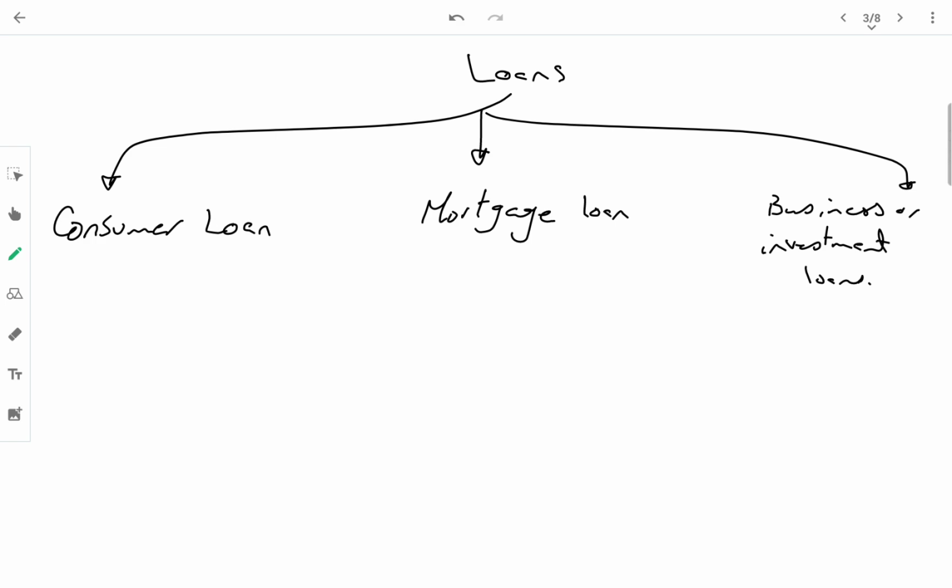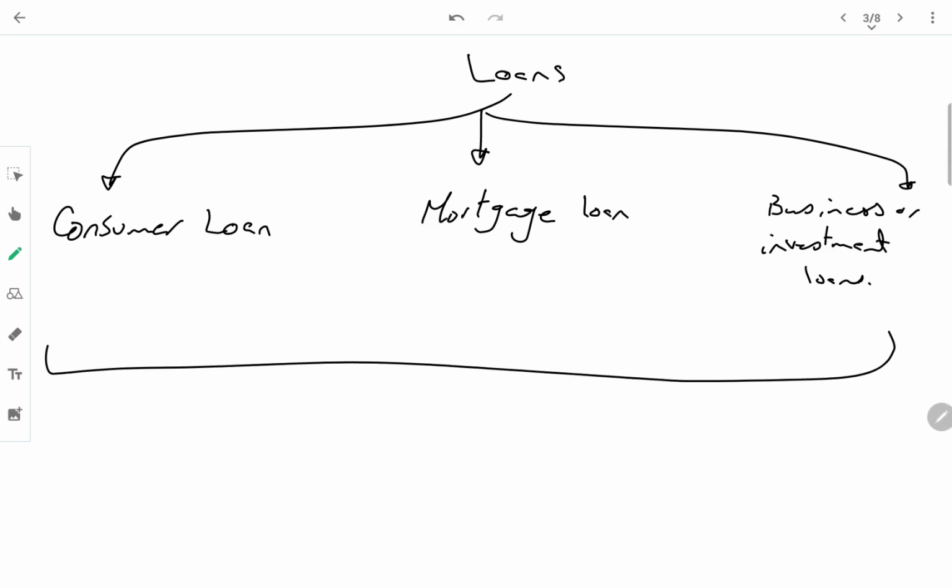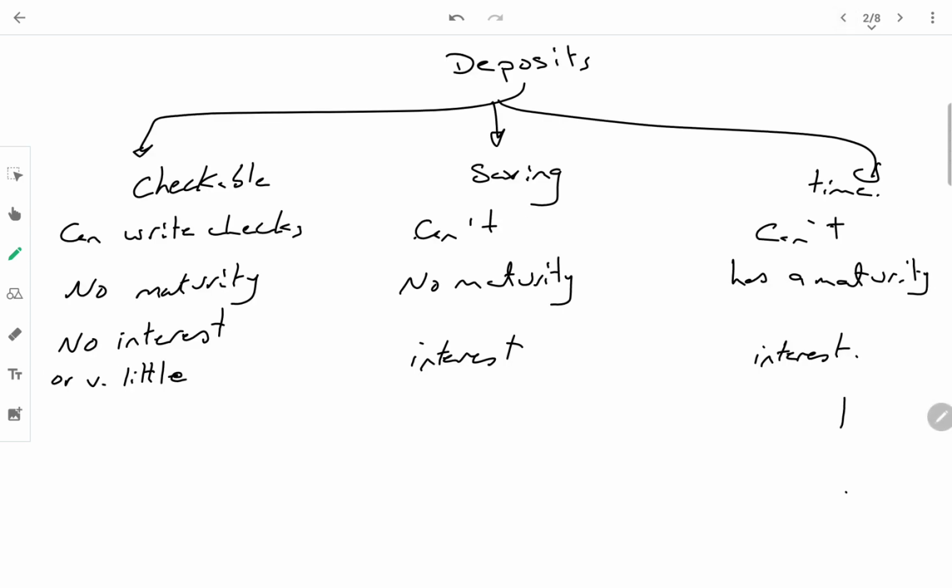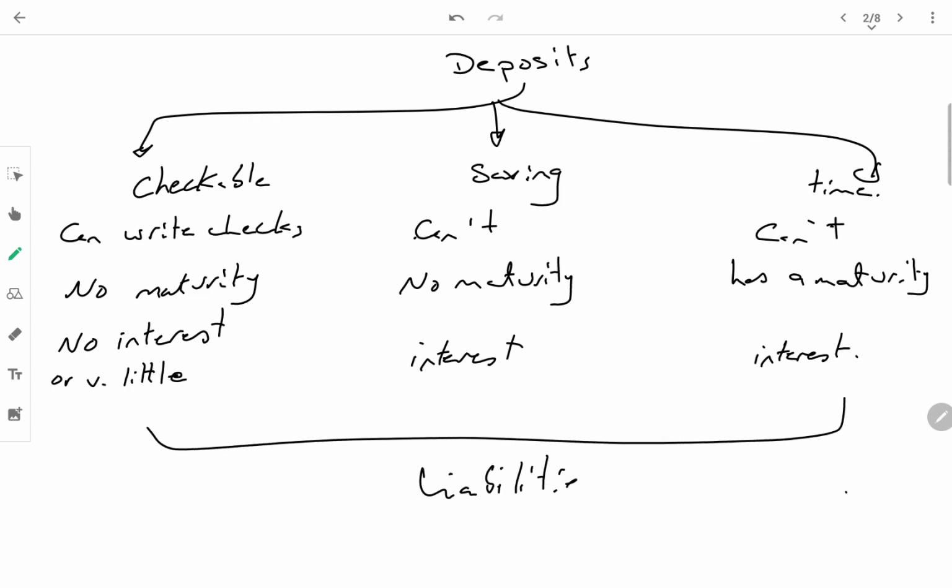Now we would like to study the commercial bank's balance sheet. Loans are the basic assets for commercial banks. They are considered to be liabilities for the borrowers, but an asset for the commercial bank, while deposits are liabilities for the commercial bank and an asset for the depositors.